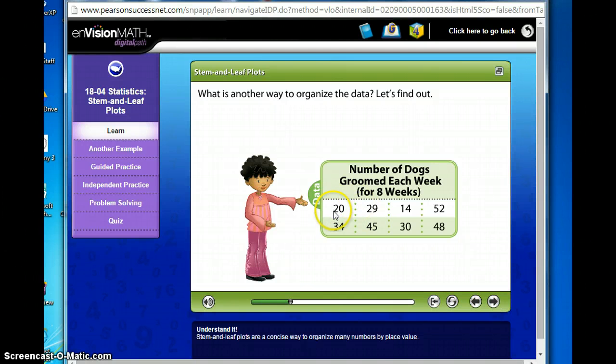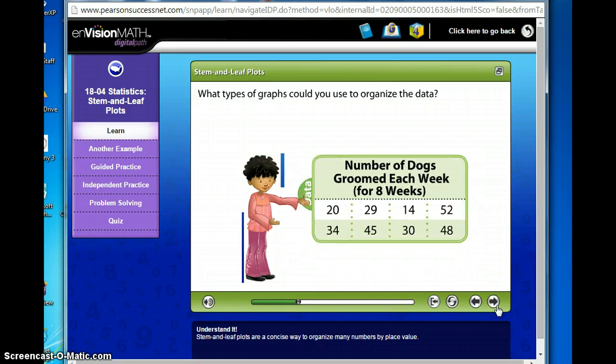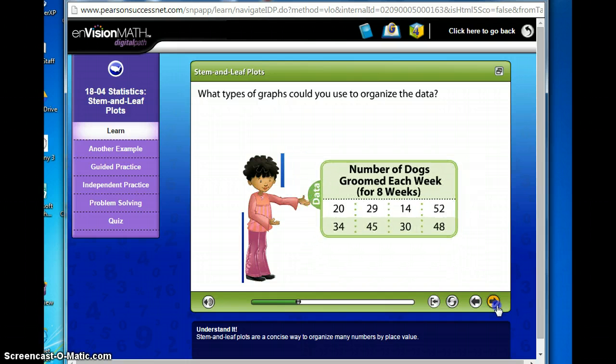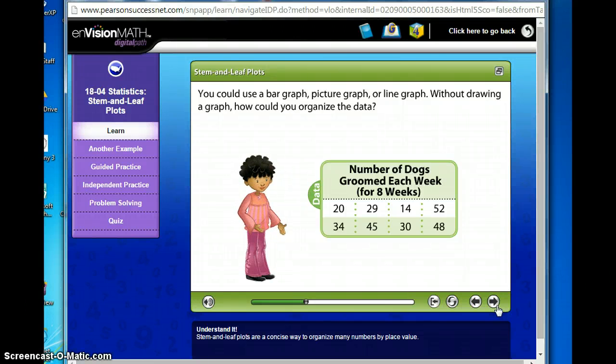Okay, so we see 1, 2, 3, 4, 5, 6, 7, 8. So this week was 20, then this week was 29, this week was 14 dogs. Then, wow, 52, 34, 45, 30, 48. So this is another way of organizing this data. What types of graphs could you use to organize the data? You could use a bar graph, picture graph, or line graph. Without drawing a graph, how could you organize the data?